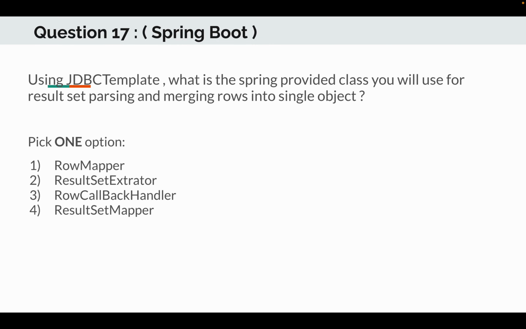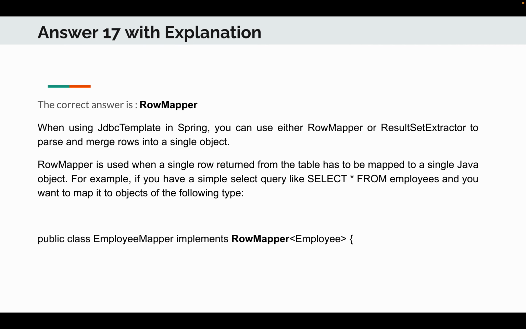Moving to question number 17, again of Spring Boot. Using JdbcTemplate, what is the Spring provided class you will use for result set parsing and merging rows into a single object? The options are RowMapper, ResultSetExtractor, RowCallbackHandler, and ResultSetMapper. The correct answer is RowMapper.